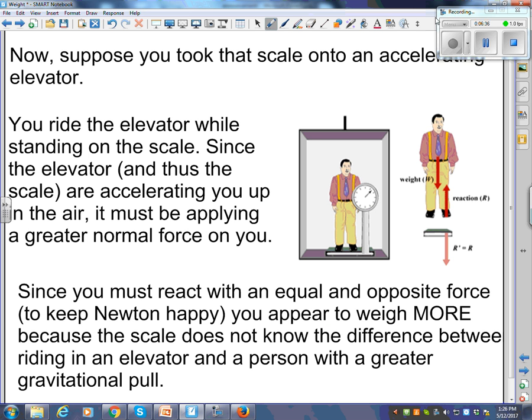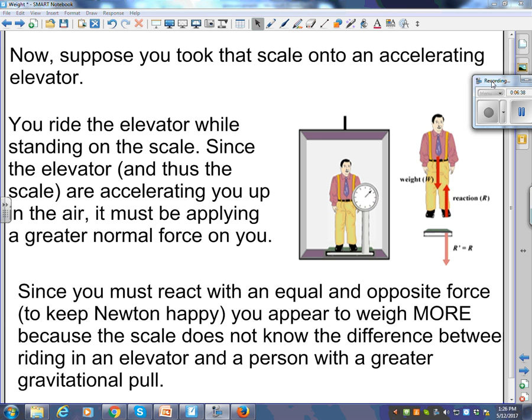Okay, so suppose you are a weird-looking person wearing a pink shirt and yellow suspenders. Suppose you take that scale onto an accelerating elevator. Now, this is the key. The elevator has to be accelerating.